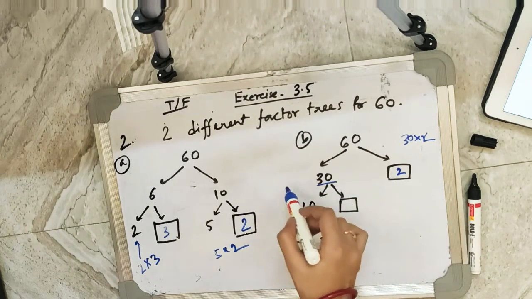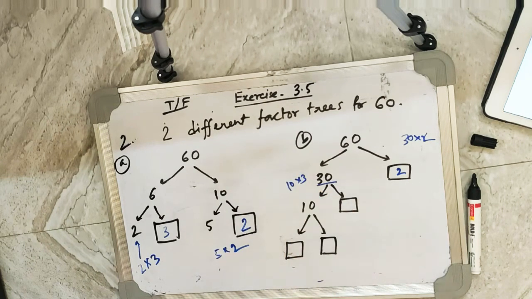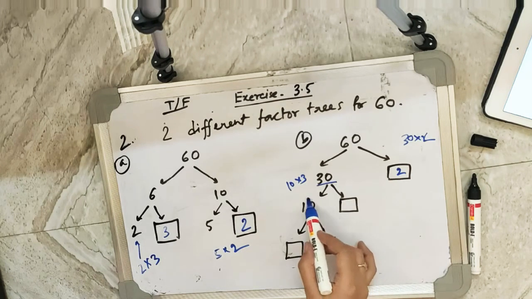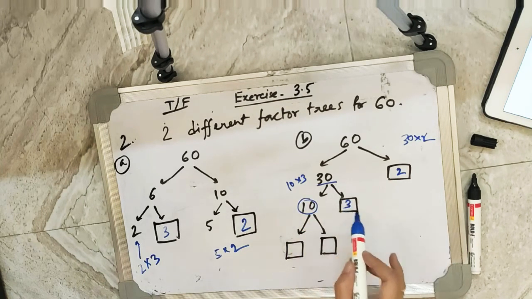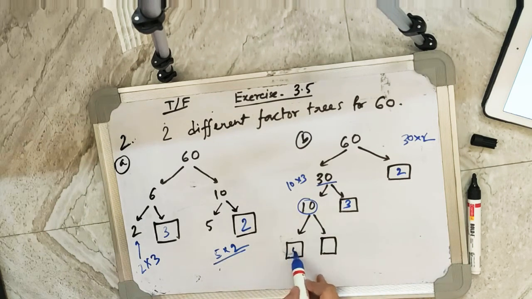Next, 30 can be written in the form of 10 into 3. Both of them are factors of 30. So 10 is given already, so next will be 3. And 10 can be written as 5 into 2 because both 5 and 2 are the factors of 10. Okay, so let's proceed.